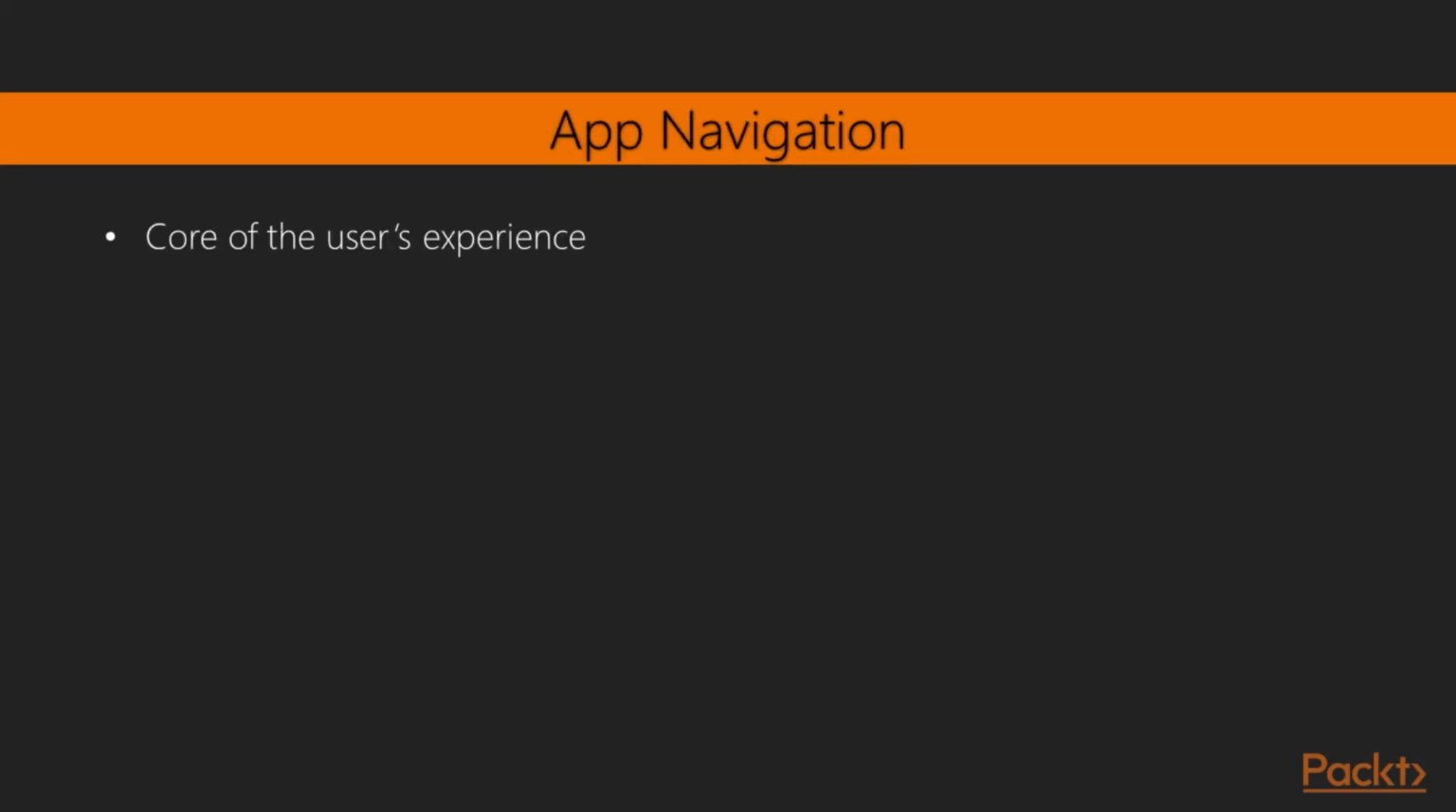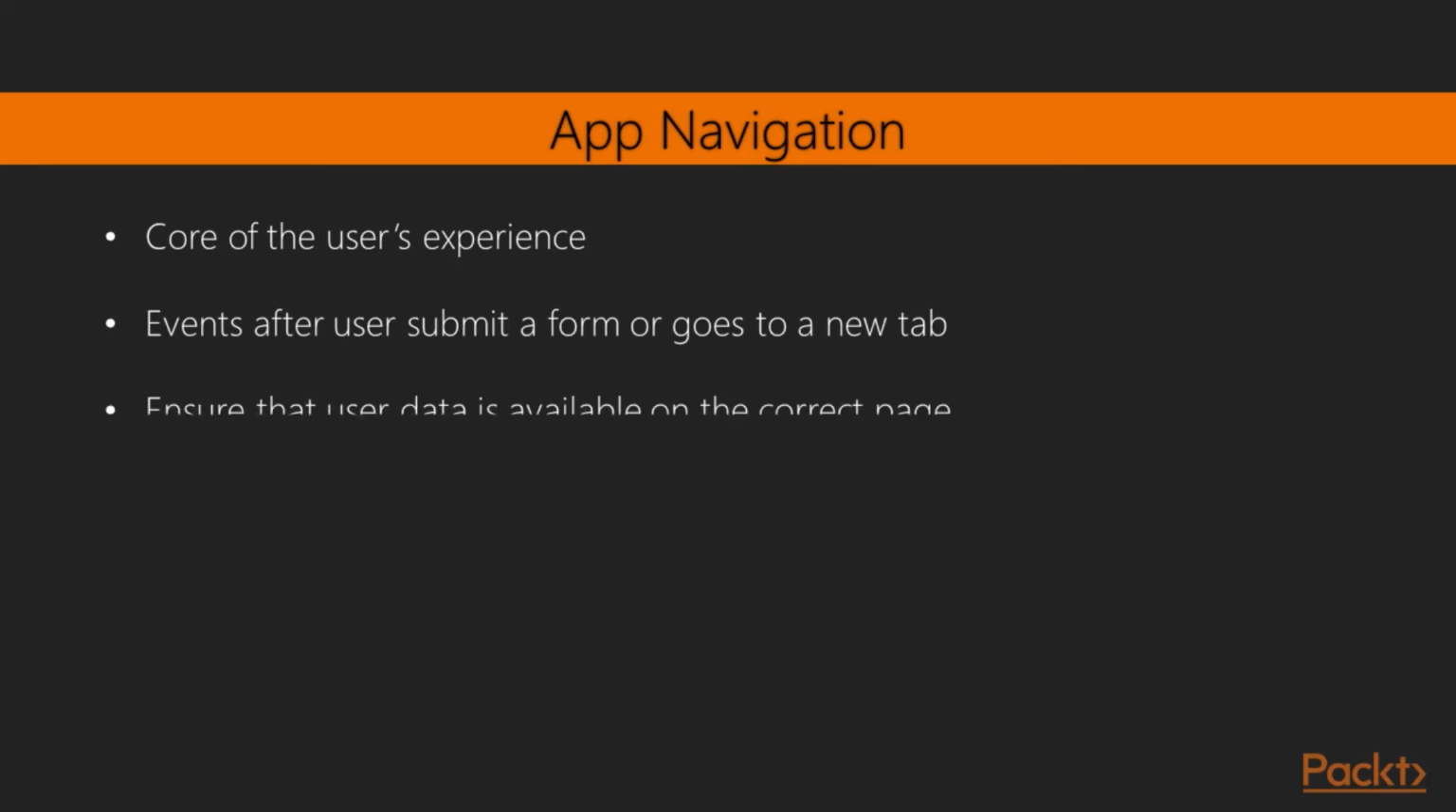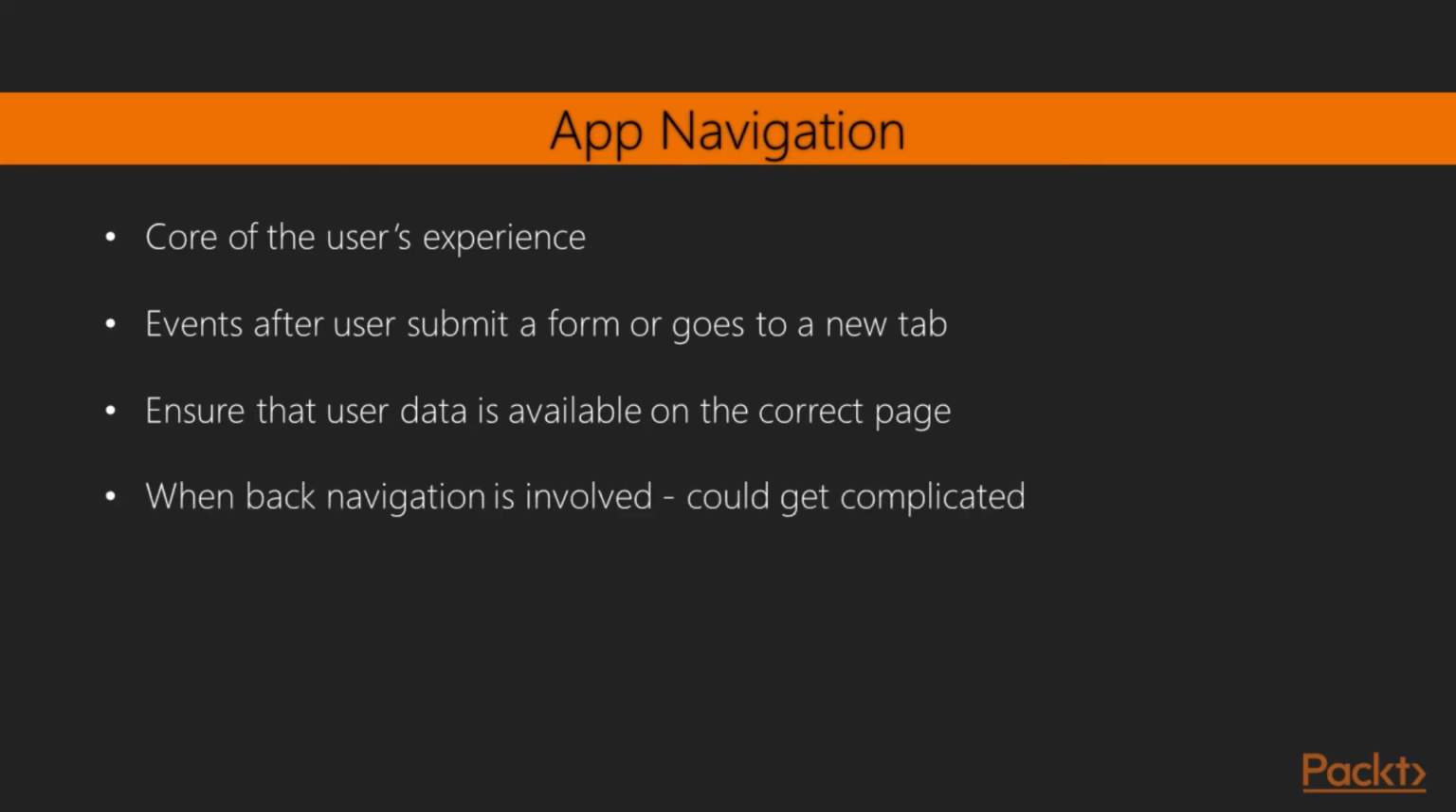App navigation is an important topic because it's at the core of a user's experience. You want to manage the user's expectation on what would happen after they submit a form or after they go to a new tab. In addition, you may want to ensure that the user data is available on the correct page or in the correct state. This could also get more complicated when the requirement of a back navigation is involved. This section will teach you how to work with NavController and NavParams, which are the two important base classes to manage all navigation for the app.